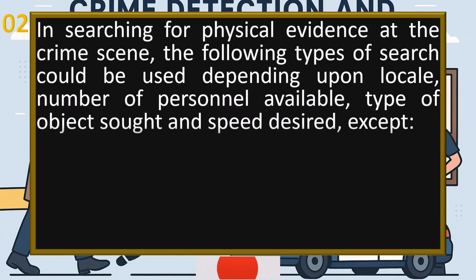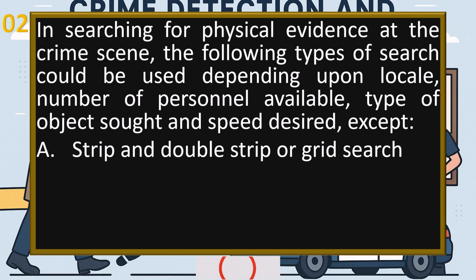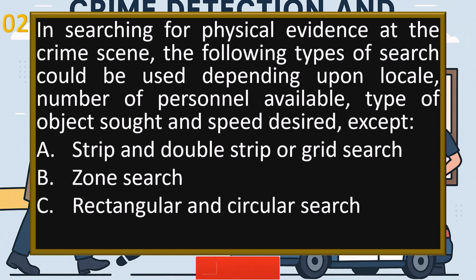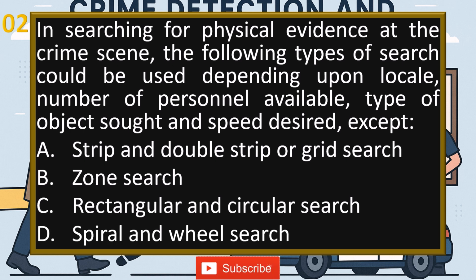In searching for physical evidence at the crime scene, the following types of search could be used depending upon locale, number of personnel available, type of object sought and speed desired, except A. Strip and double strip or grid search. B. Zone search. C. Rectangular and circular search. D. Spiral and wheel search.